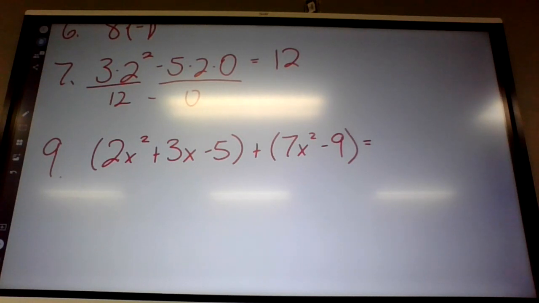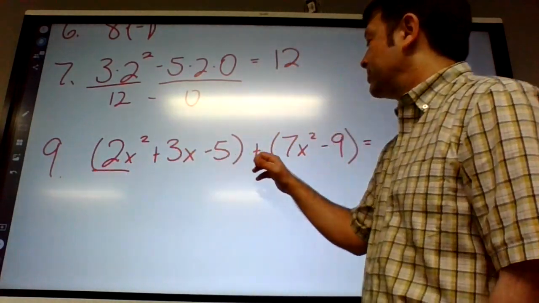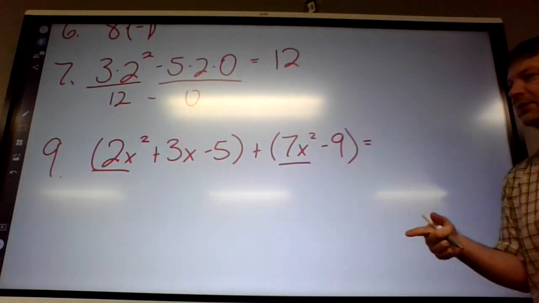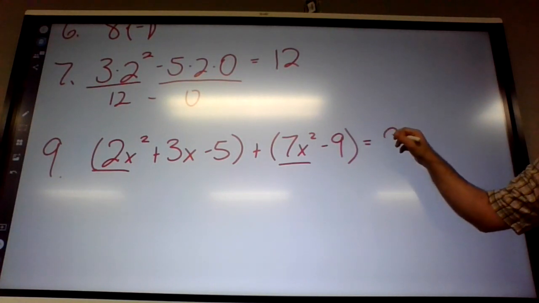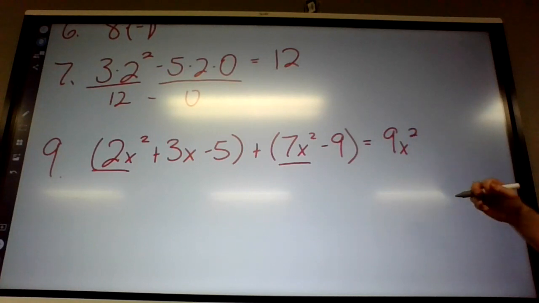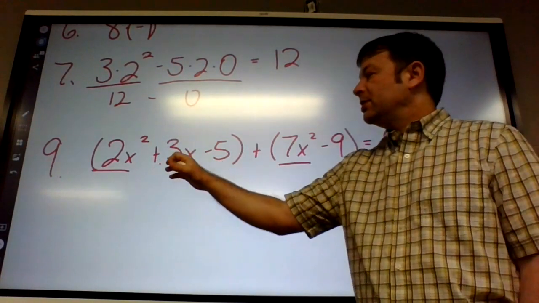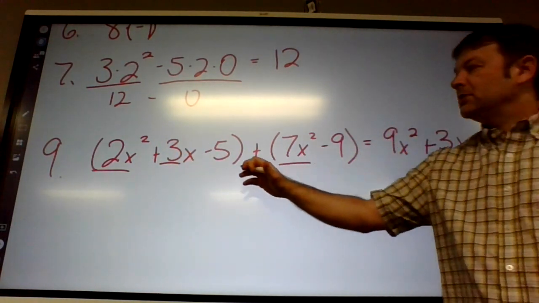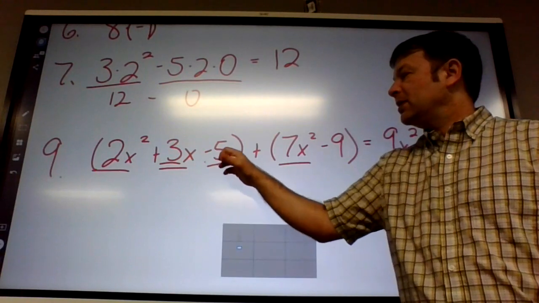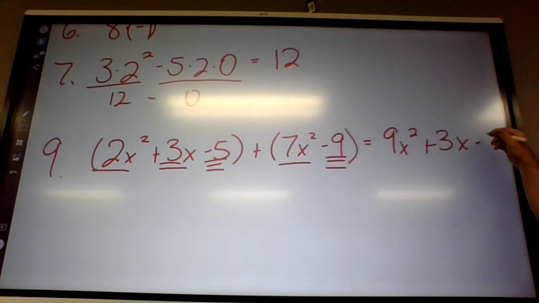I would just add 2x squared plus 7x squared. Right, so it's called adding like terms, adding the same kind. So 2x squared plus 7x squared is 9x squared. Notice the exponents do not change. Plus 3x, 3x is by itself. Minus 5 plus minus 9 is minus 14.